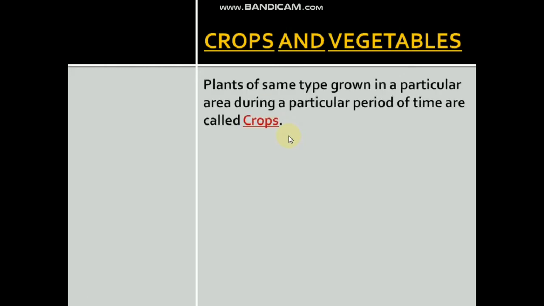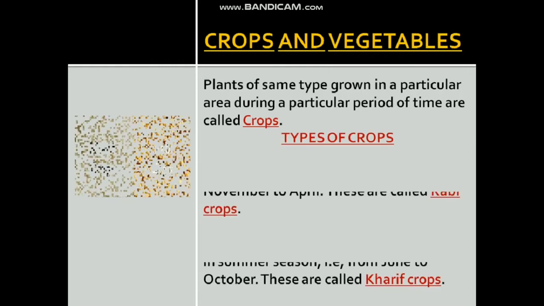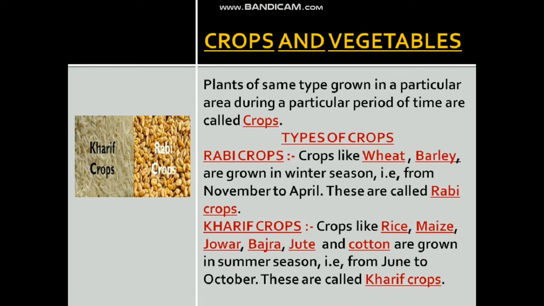Now our next topic is crops and vegetables. Now what are crops? Plants of the same type grown in a particular area during a particular period of time are called crops. This is the definition of crops. Now crops are of two types, Rabi crops and Kharif crops.